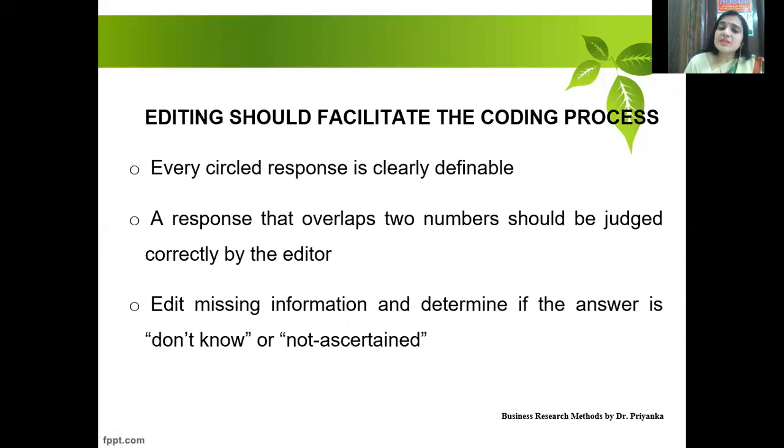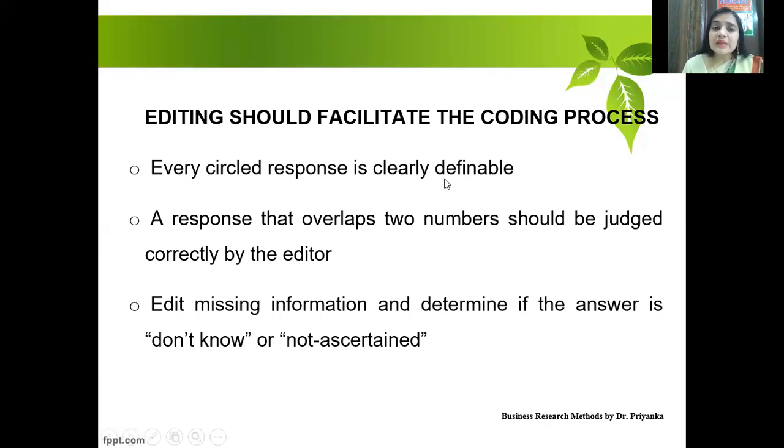Then editing should facilitate the coding process. Till now we have discussed that editing is done for consistency, for completeness, for technical omissions, for unanswered questions, or for out of order answers. But yes, editing should always facilitate the coding process. This is also one of the reasons for editing. Sometimes you decide the coding at the time of editing, then you start with editing.